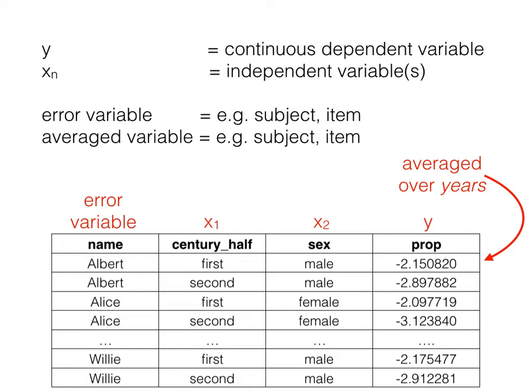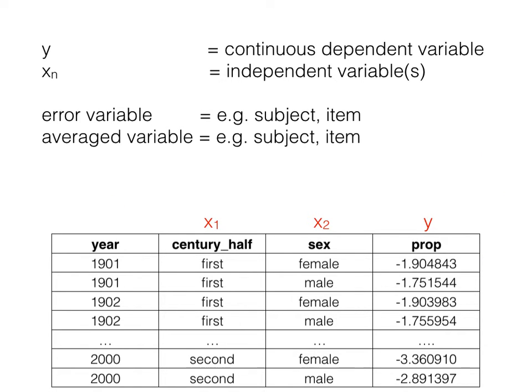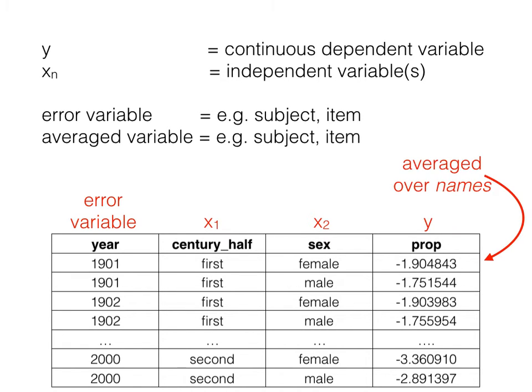We can do the same thing, but switching our error variable and our average variable. Our Y, x1, and x2 are all the same, but now year is our error variable, making our dependent variable averaged over names. If this is a little confusing, that's okay. It will make more sense when you're doing the summarizing of the data yourself.